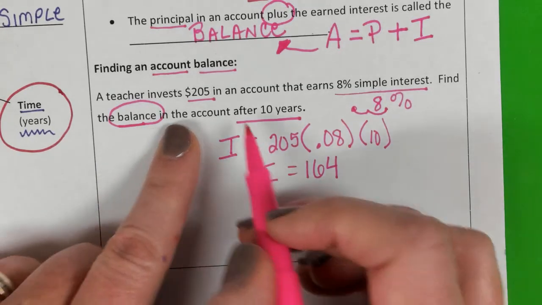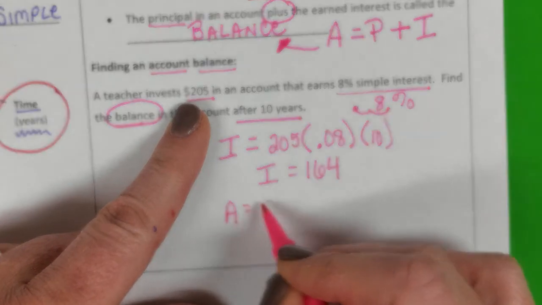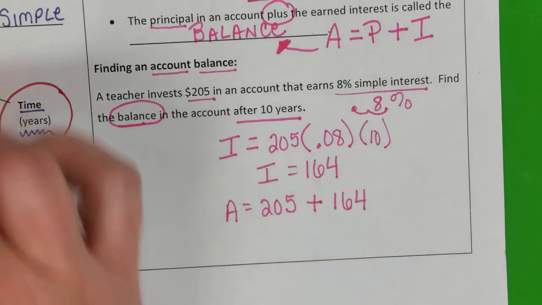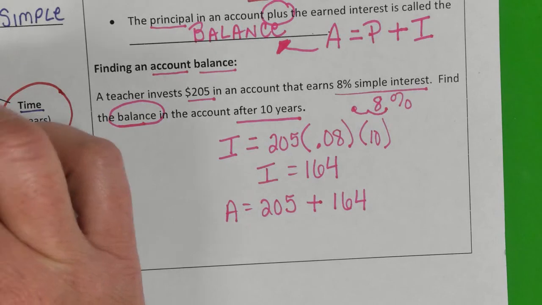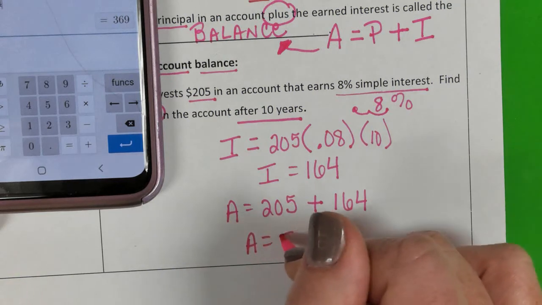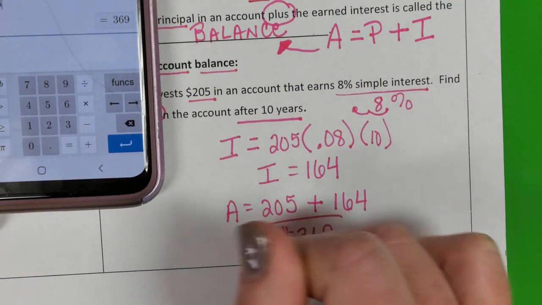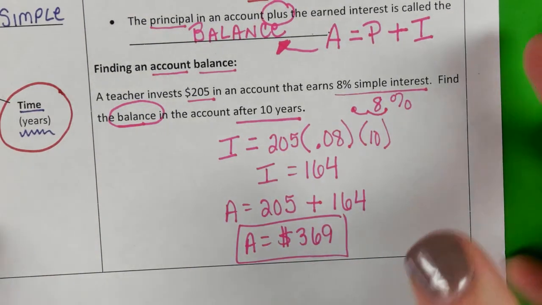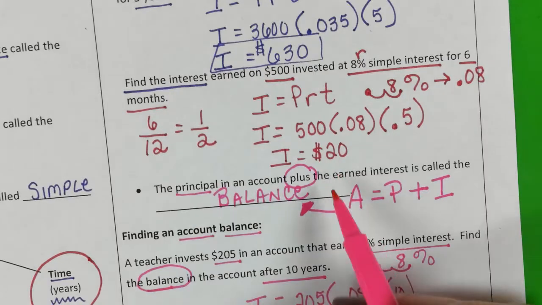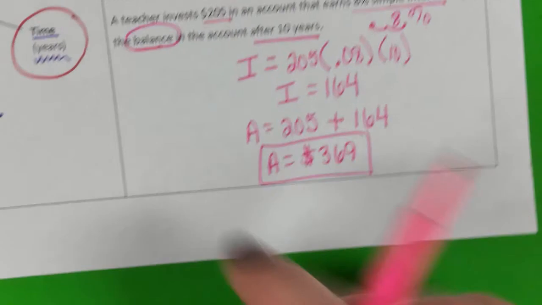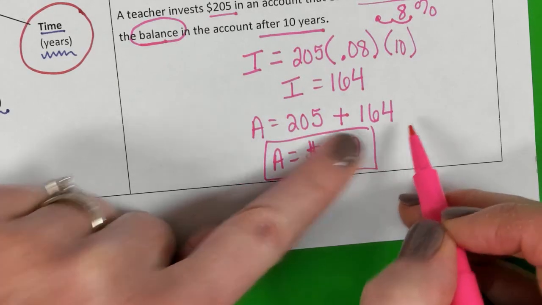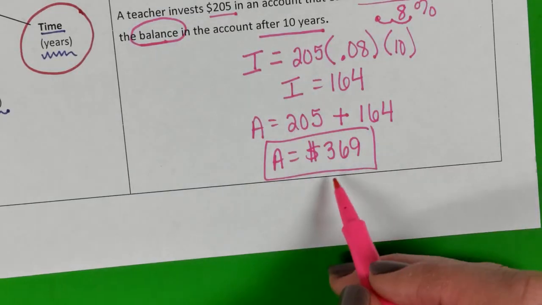So now I have to take my $205 and I have to add 164 to that. That's pretty easy to do by hand, but I'm still using my calculator. And that would just mean that I now have an account balance of $369. So really important as we work through this assignment today, make sure, is it just asking for interest and all you have to do is use the formula? Or is it asking for your total amount or your balance, and you have to go one step further and add the interest and the principal to get your answer.